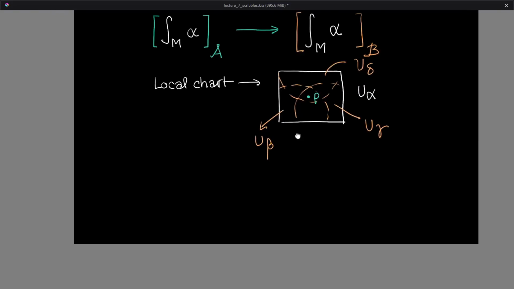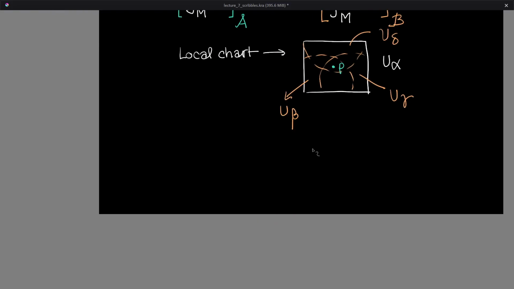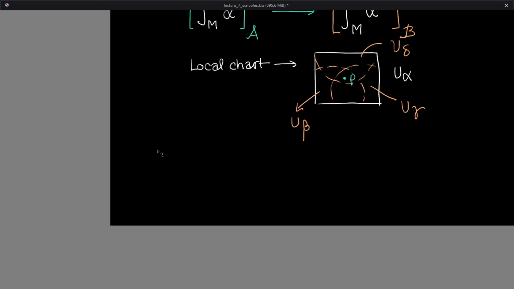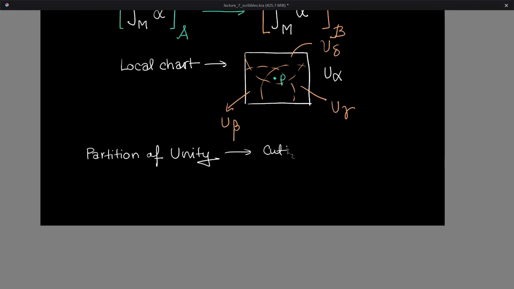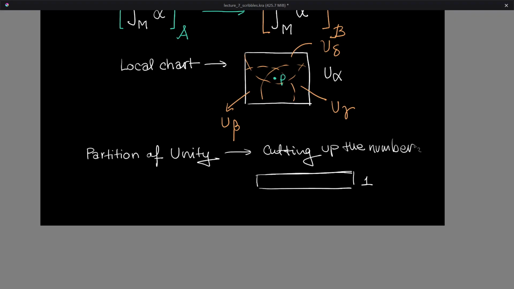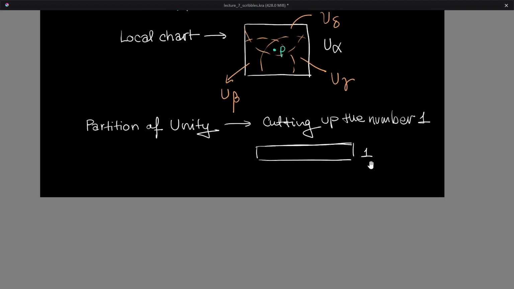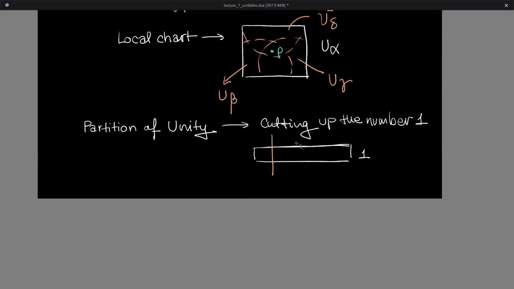So what we're going to do is we're going to use something called a partition of unity, which is a very, very fancy word. Partition of unity, which is just a way of cutting up. Let's say that this thing is the whole thing, right? This is 1, so cutting up the number 1. So we're partitioning it. We're just cutting it into pieces.